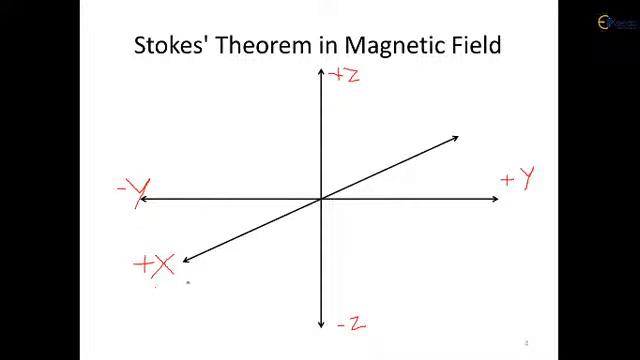But basically this positive x is coming out of the digital screen towards you, and negative x that I am showing on the reverse end here, that is going inside the digital screen in the back direction here. So these are the three reference axes we have considered here.